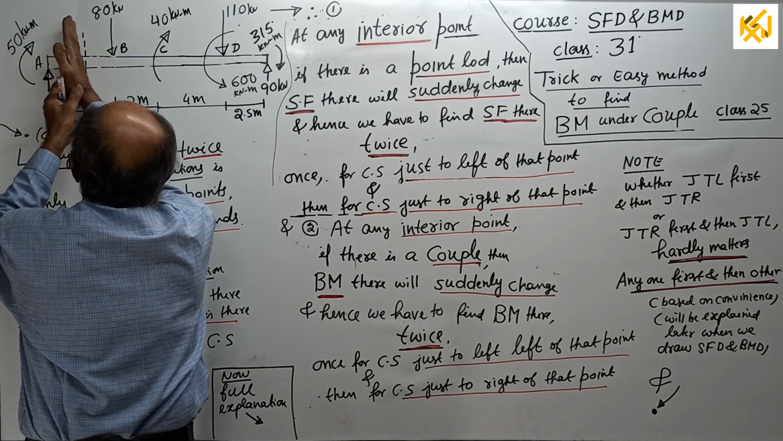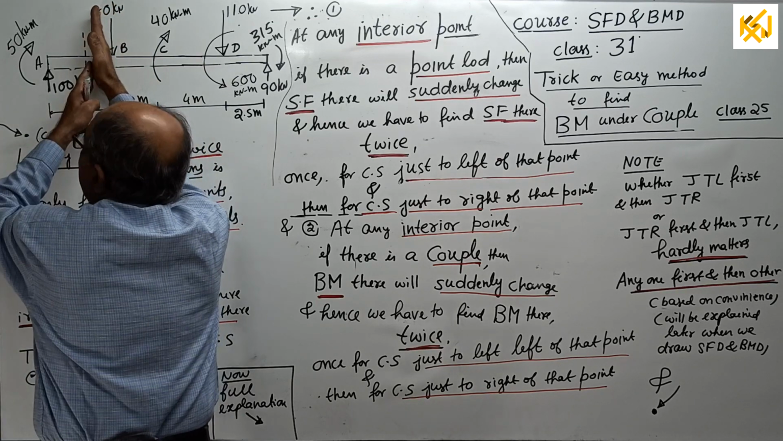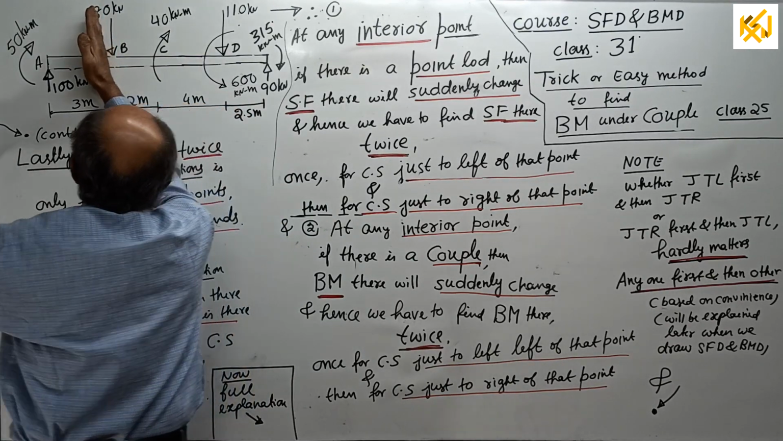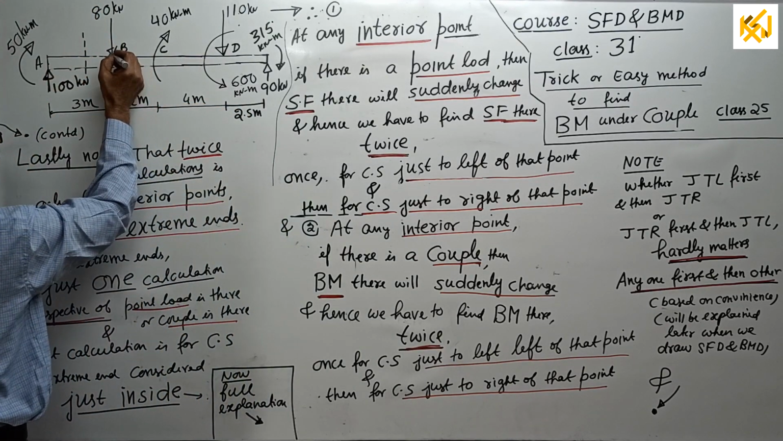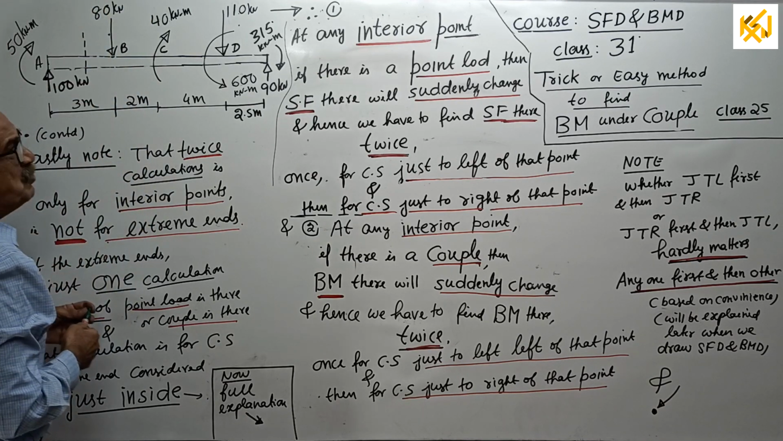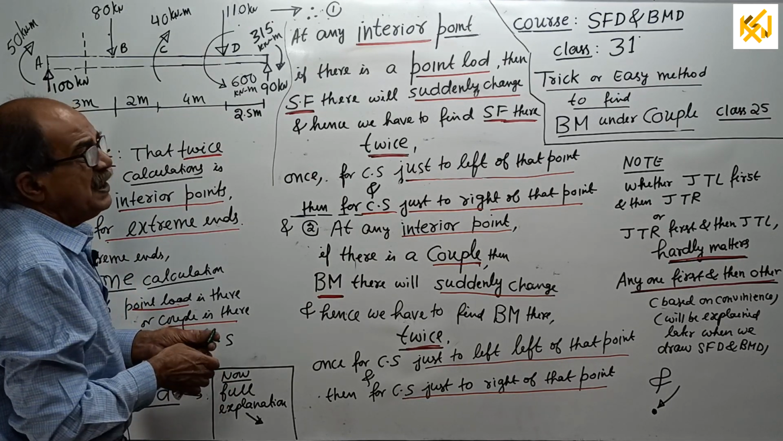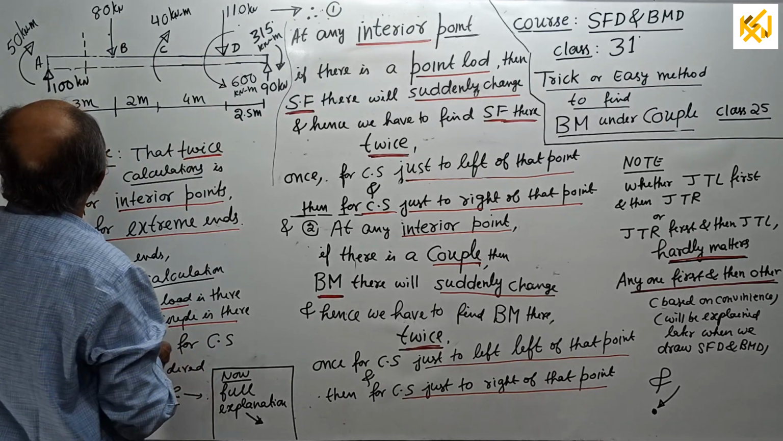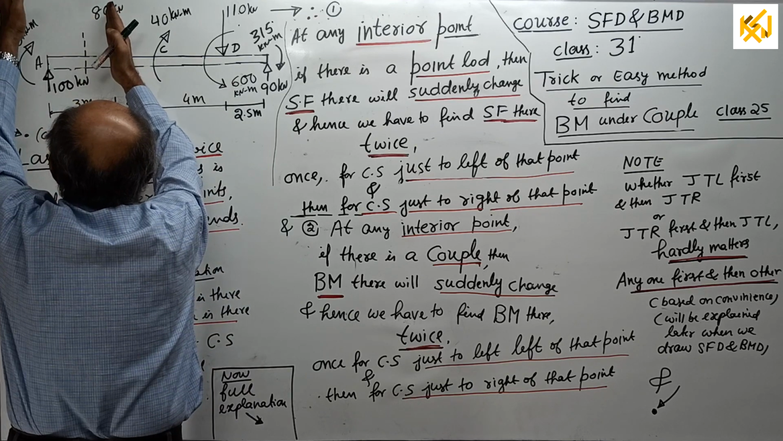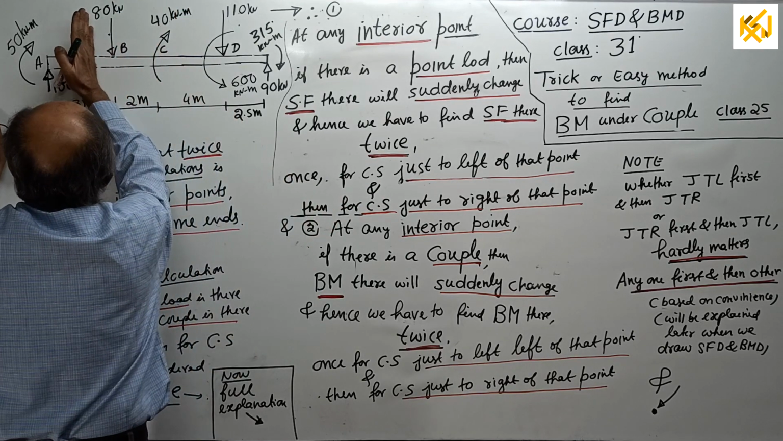As you come this way, if I come very near to the 80 load, somewhere here, and look at this side, still the shearing force is plus 100. If I come very, very near, I put a dot somewhere here, very slightly to the left of that point, and look at this side, the shearing force is still plus 100. Don't look at the right side now. Later we look at both sides. Now, the same way, you come to B.